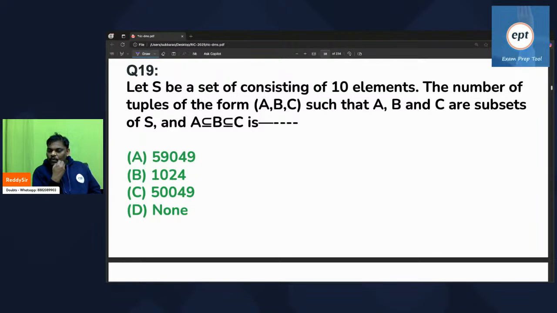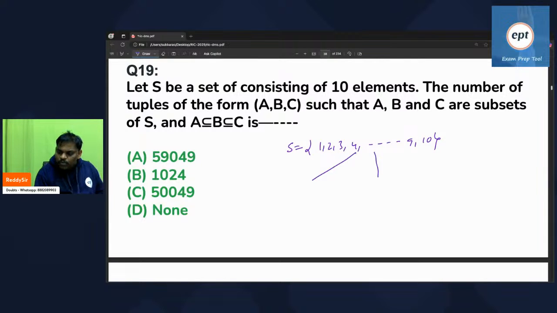Let S be a set consisting of 10 elements. The number of tuples of the form A, B, C such that A, B, C are subsets of S and this condition holds. Now see this. S is 1, 2, 3, 4, and so on up to 9, 10. You have to take three subsets from S: A, B, and C. But A is a subset of B, and B is a subset of C. This is the condition.